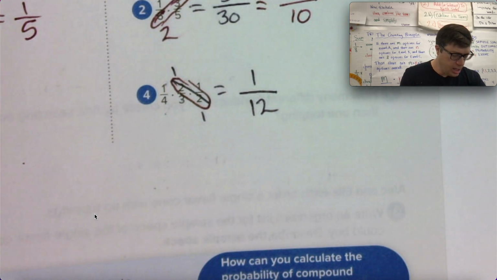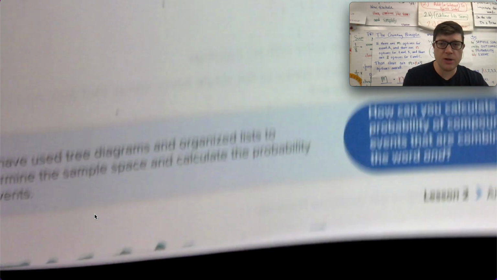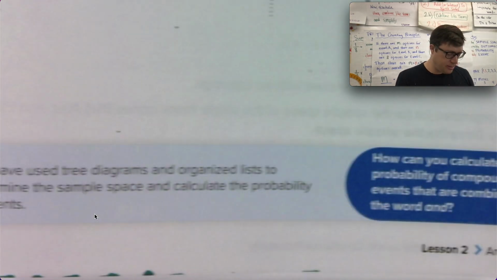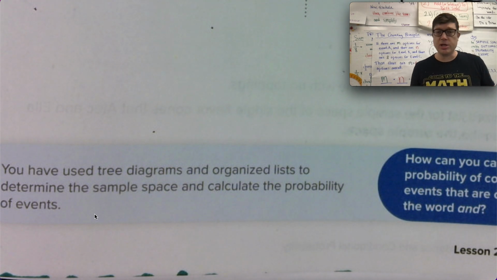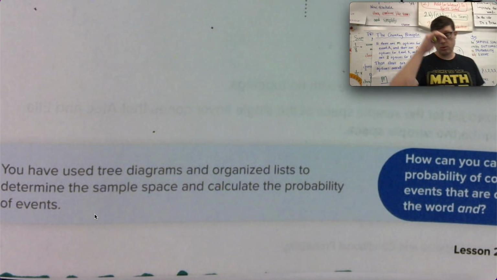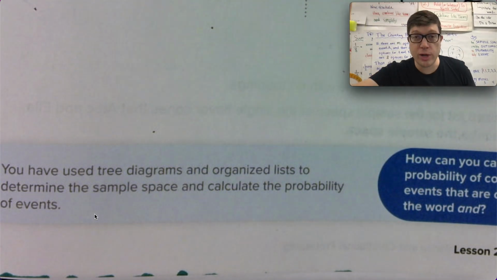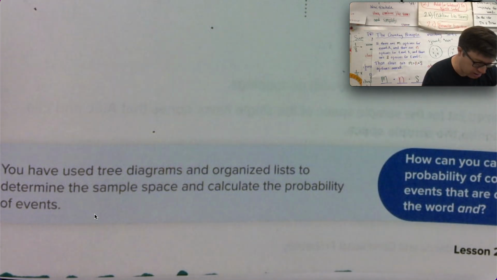We are done. Let me go ahead and refocus on the last part here. There's this sentence at the bottom of page 789. You've used tree diagrams and organized lists to determine the sample space and calculate the probability of events. There's so much vocabulary going on in there. I'm going to highlight all of it.